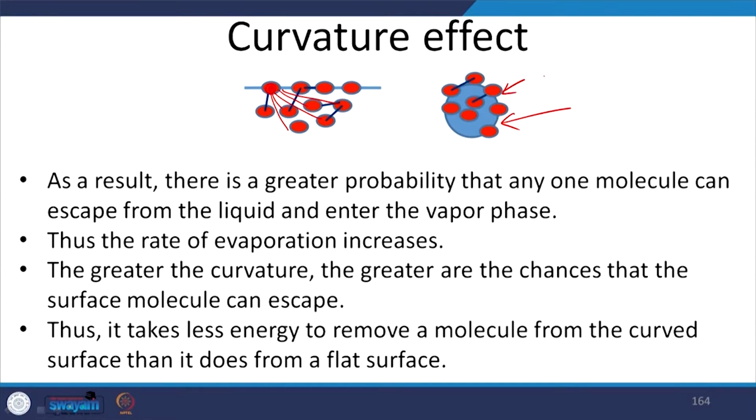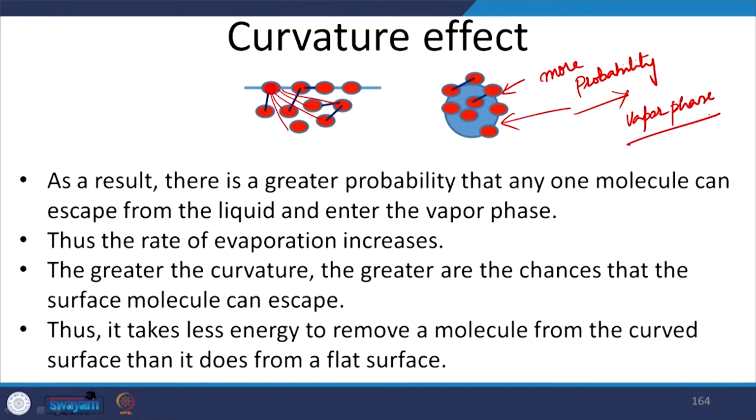So, this has the more probability to escape and enter into the vapor phase. So, with more evaporation happening into the vapor phase, you will realize the saturation to be achieved much faster. That is the basic idea. Thus, the rate of evaporation from a droplet will increase.